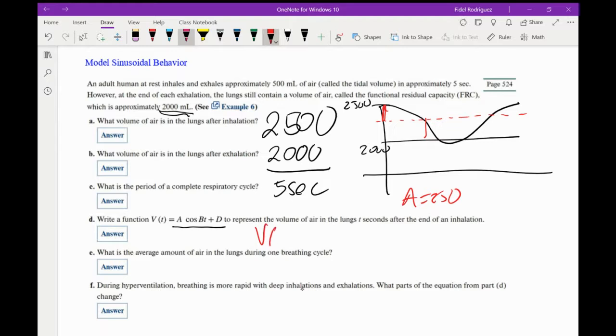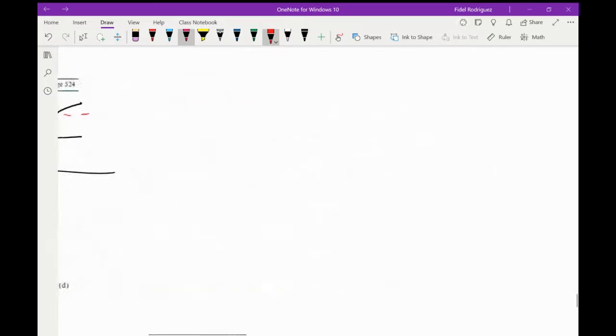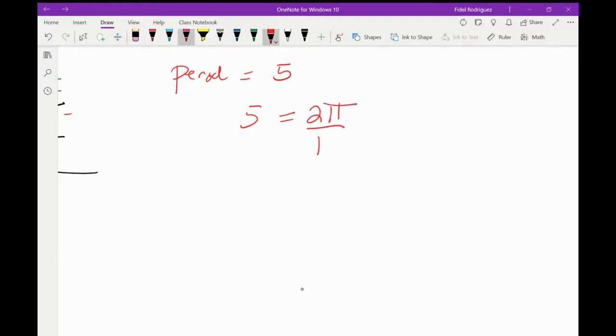So we're going to start writing this function out. V of t equals 250 cosine of. Now, we got to find that B number, okay? I'm going to show you how we're going to find the B number. Guys, I'm going to slide this over here. Okay, we said that our period was 5 seconds. And the period is going to be 2 pi over whatever my number B is.